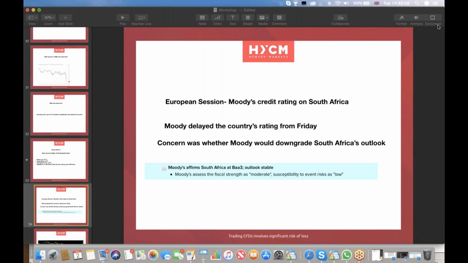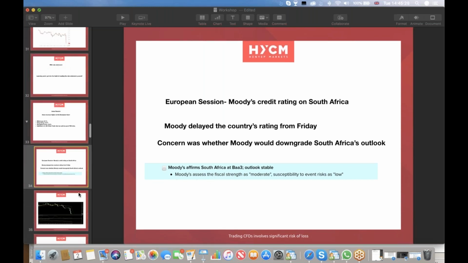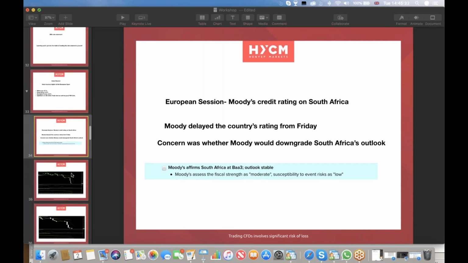And the concern was that perhaps, with the upcoming elections in South Africa, Moody's was going to downgrade the South Africans' credit rating. Their fiscal strength would be seen as poor. So today, during the European session, it was affirmed, and the outlook was said to be stable. That was a relief, because now the South African currency is the ZAR.